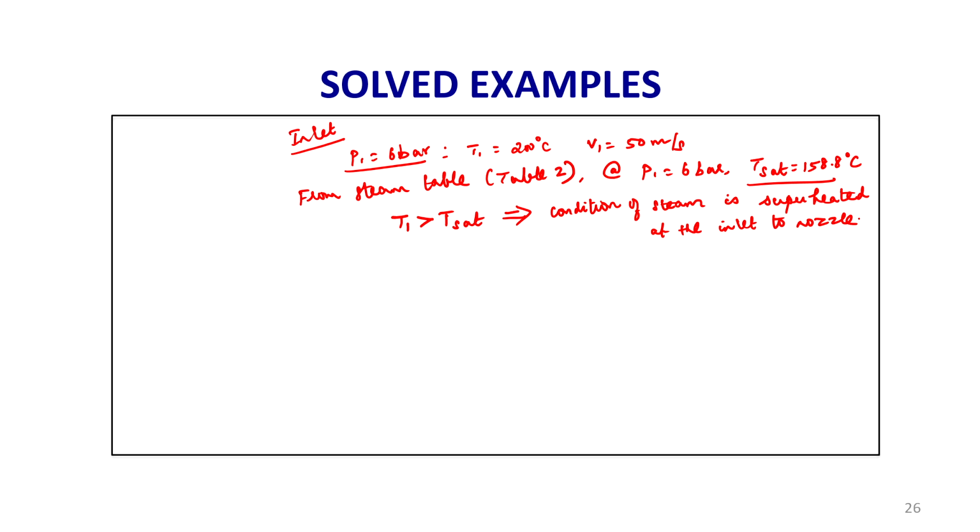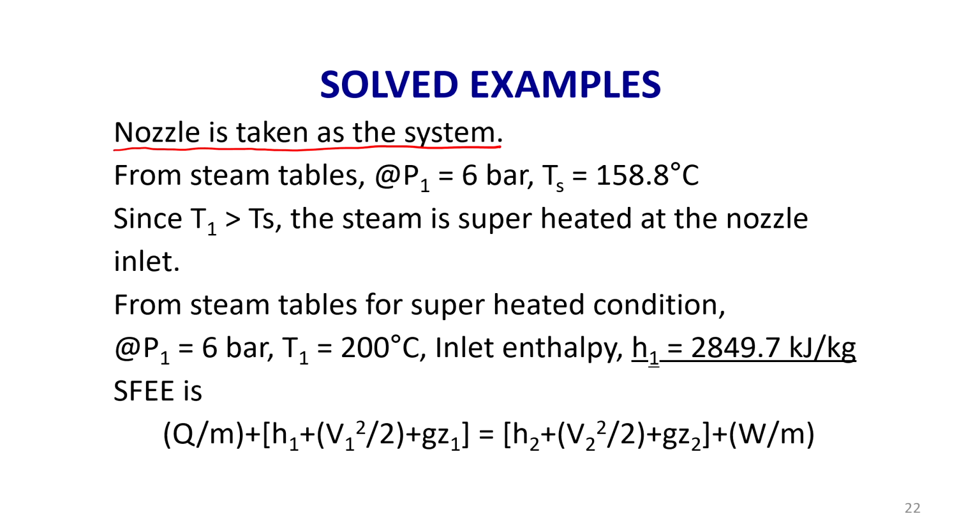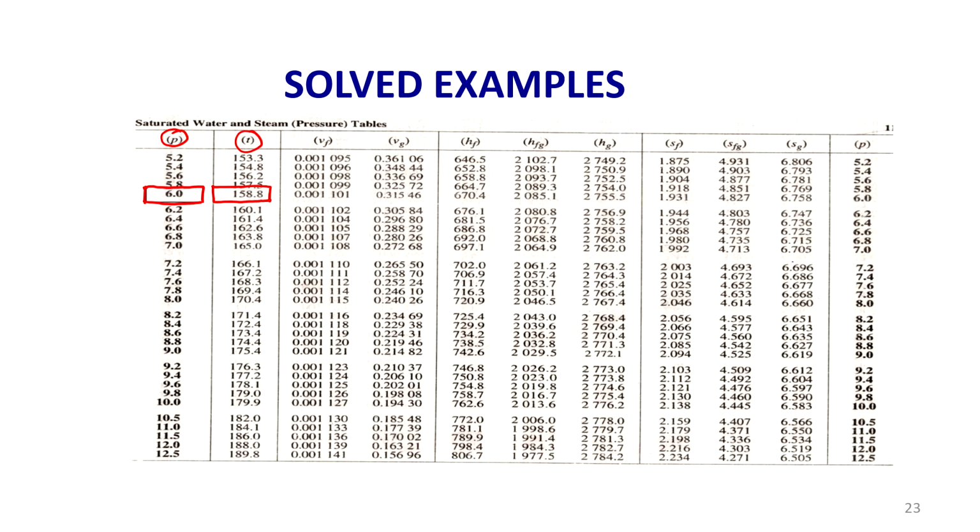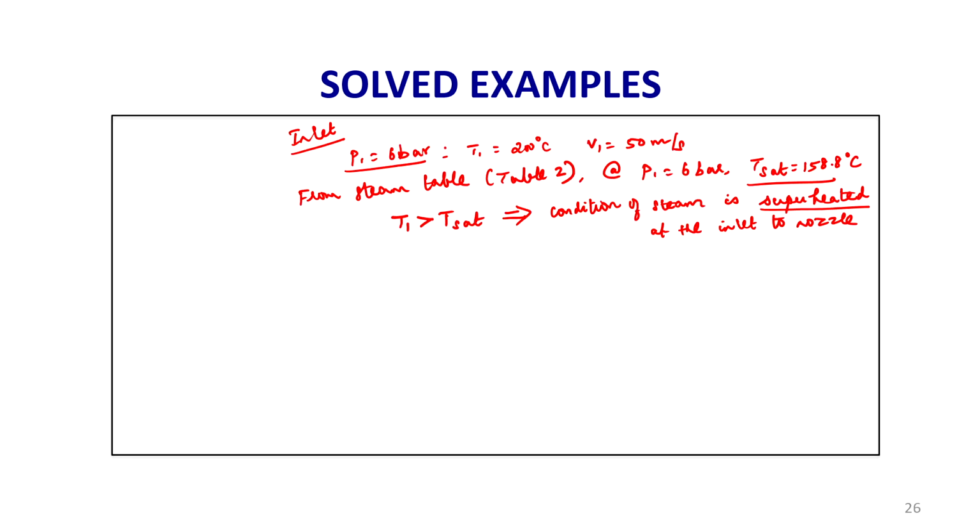So, here the condition of the steam is superheated, like the previous example, superheated at the inlet to the nozzle. This condition is only applicable at the inlet of the device which is under attention. So, here it is a nozzle. So, the condition of the steam is superheated. Now, like for the previous problem, we are going to find out the enthalpy of the steam at the inlet. So, we have to go to the superheated condition table.